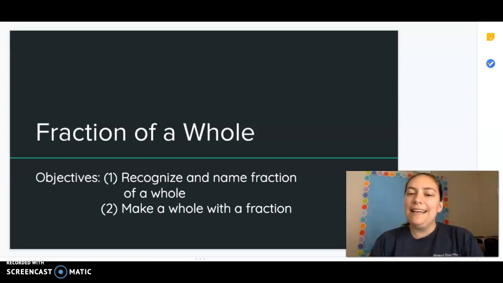Hi, third grade. Today for math, we are going to start talking about fractions. So this will just be our kind of introductory lesson to fractions. This is called fraction of a whole, and the two objectives today that I want you to leave with are to be able to recognize and name fraction of a whole, and then to make a whole with a fraction.